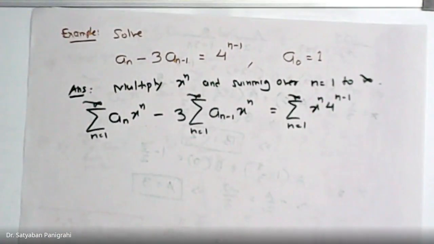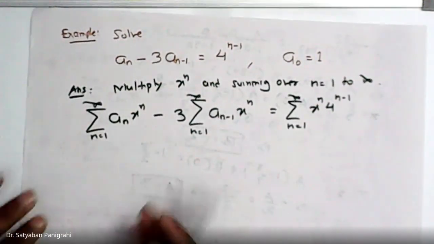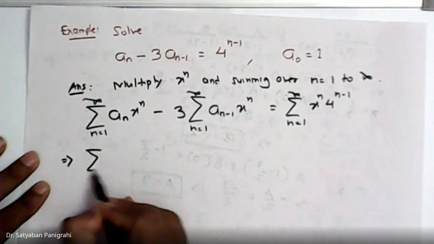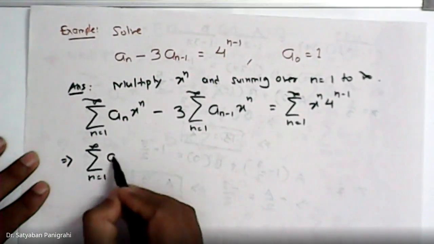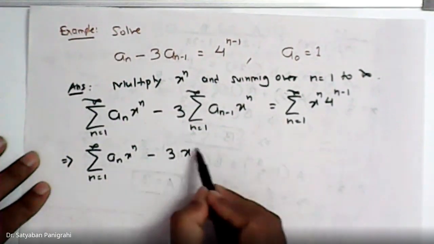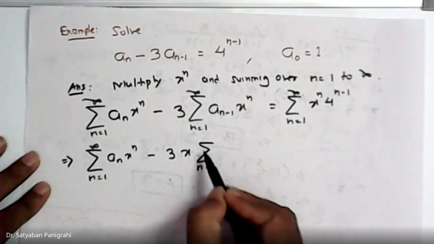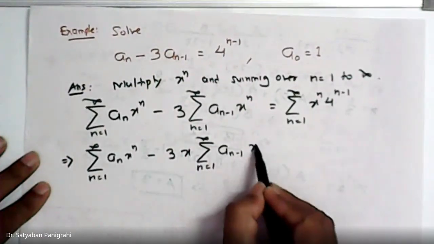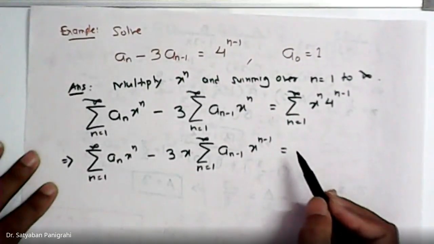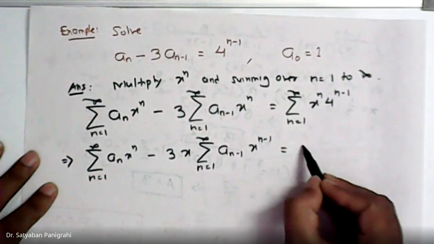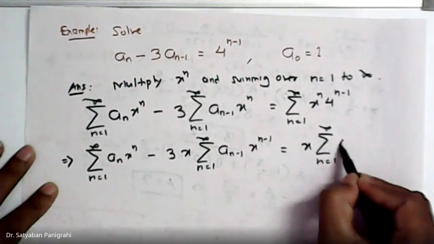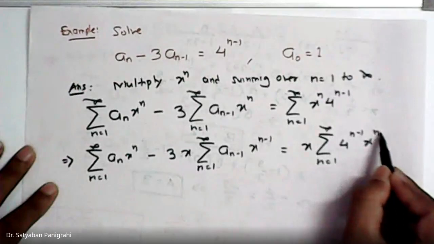Okay. Now what do I do? Here, taking x outside in the second step. So I take summation n equal to 1 to infinity a_n x to the power n, minus 3 taking x outside, I have summation n equal to 1 to infinity a_(n minus 1) x to the power n minus 1, and here again taking x outside, I can have summation n equal to 1 to infinity 4 to the power n minus 1 x to the power n minus 1.